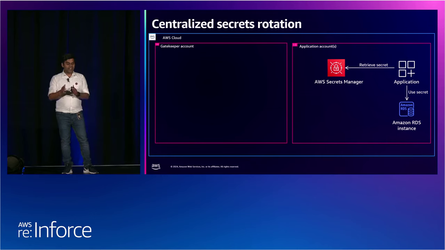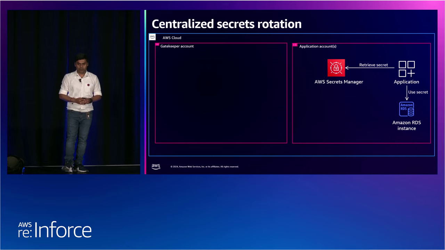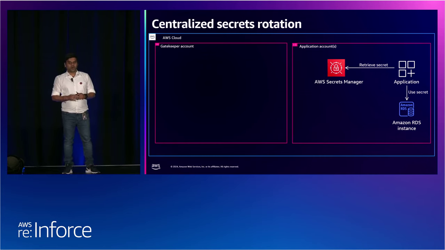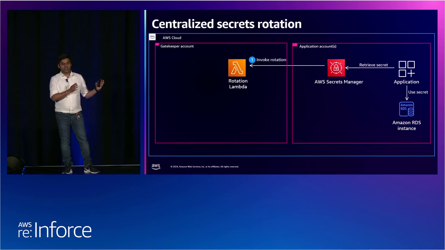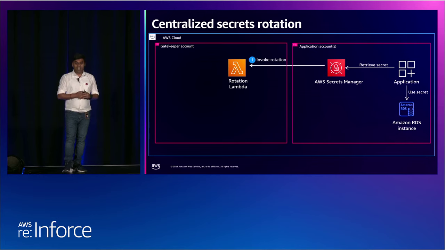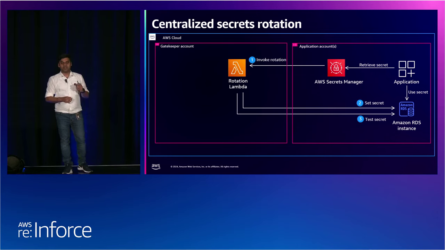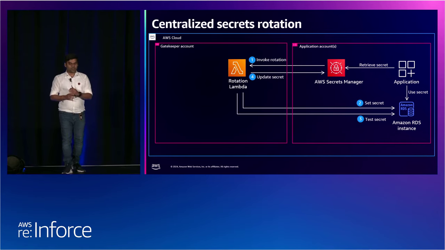On the right-hand side, there's an application account where your application is running, pulling secret from Secrets Manager, connecting to an RDS database instance, the same thing that we talked about. In this scenario, when we set up rotation, instead of deploying a rotation Lambda function into the same application account, we can actually deploy a rotation Lambda function in the central gatekeeper account. That's where we are doing the lifecycle management of our secrets. And at the time of rotation, this rotation Lambda function gets invoked from Secrets Manager directly in the gatekeeper account, and it performs exactly the same set of steps to actually carry out the rotation process on your behalf.